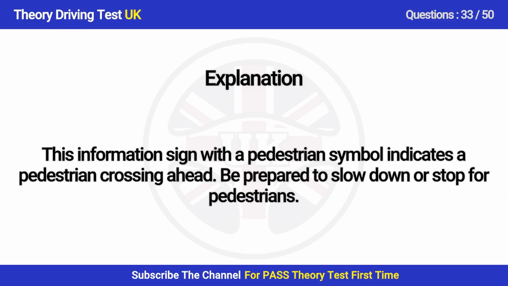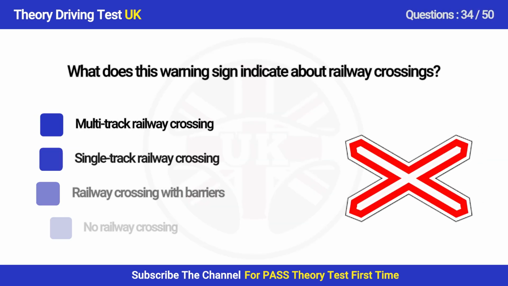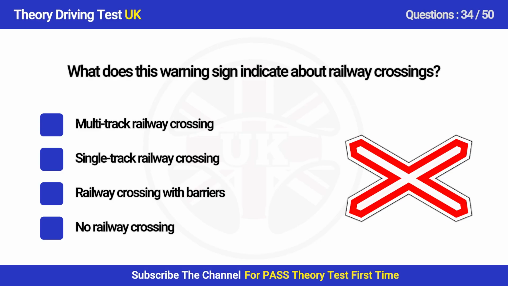Answer is B. Start of a residential area living zone. This information sign indicates the start of a residential area or living zone. In such areas, lower speed limits and special rules often apply to ensure pedestrian safety. Question 37. What does this warning sign indicate about potential hazards?